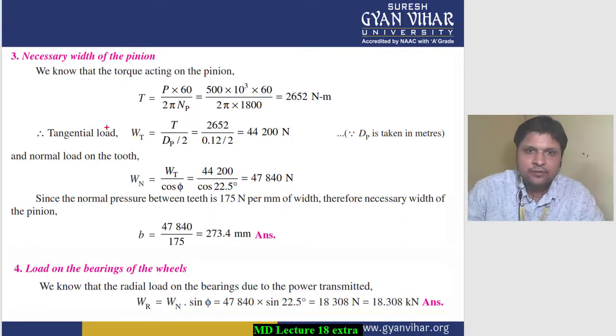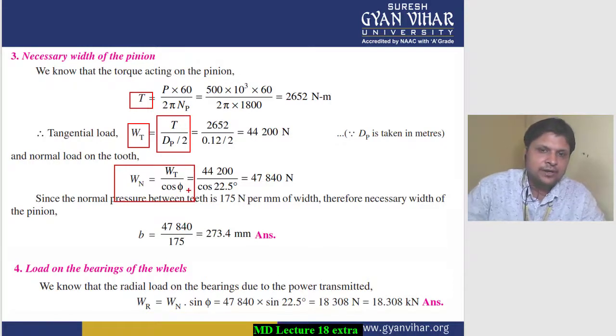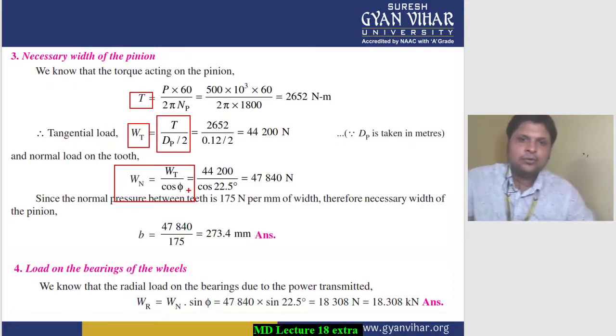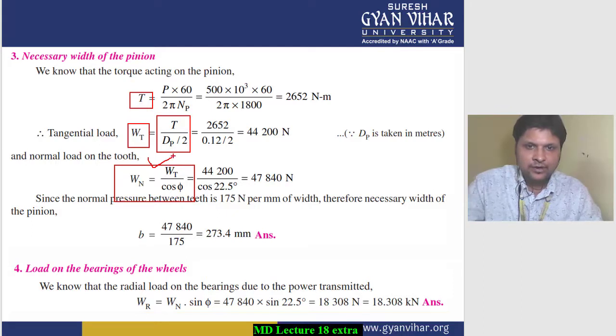So here, after calculating the value of torque, you can calculate the tangential load by this formula. And then the normal load: we all know the relation between normal load and tangential load, if the pressure angle is given to you, is Wn equals Wt upon cos phi. This formula is important. From this you will calculate the normal load.